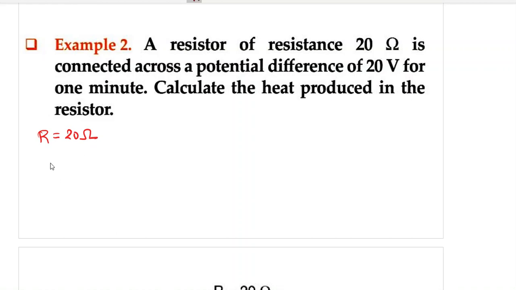A resistor of resistance 20 ohms is connected across a potential difference of 20 volts for 1 minute. Calculate the heat produced in the resistor.